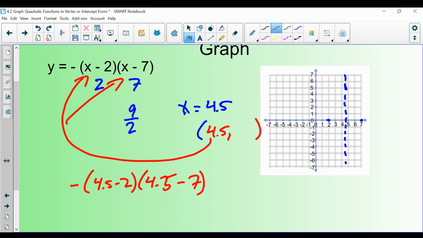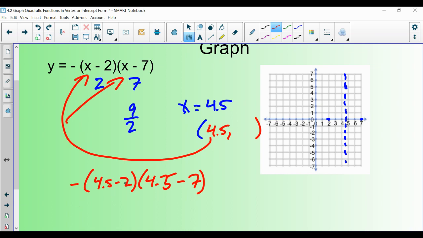This can be a calculator question. You can type that whole thing in. Your calculator will give you the right answer. Or you could do this individually, this individually. This is 2.5, and this is negative 2.5. We can multiply those things. 2.5 times 2.5 is going to be, these two multiplied would be negative 6.25, and then there's a negative out in front of that, so it would be actually positive 6.25. So the vertex is going to exist at 4.5, comma 6.25.